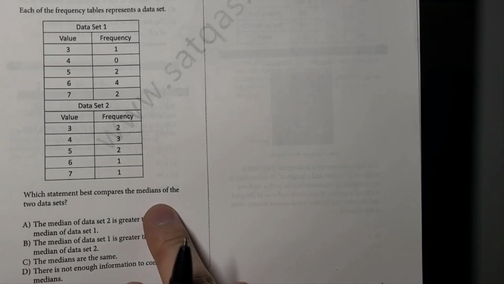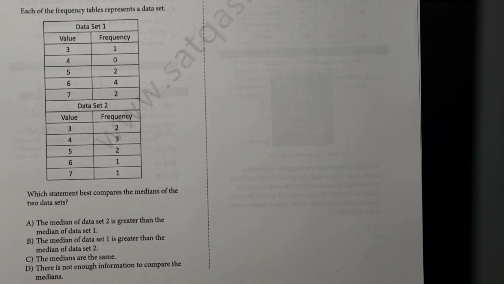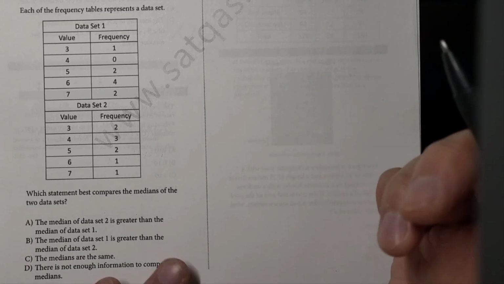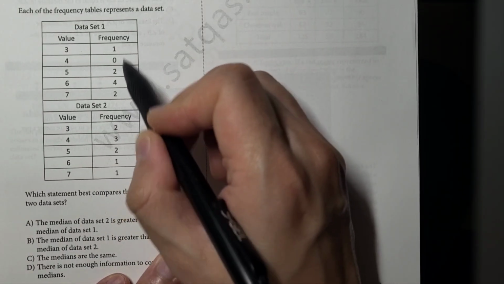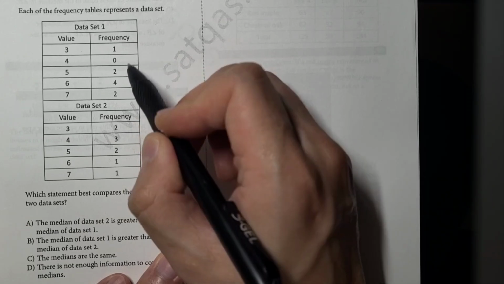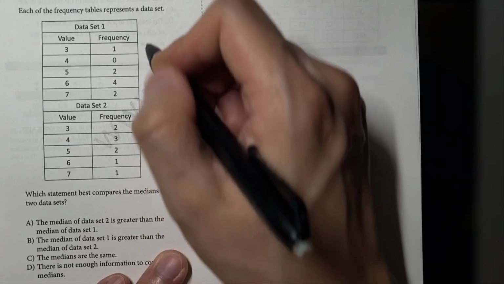Okay, each of the frequency tables represents a data set. Which statement best compares the medians of the two data sets? Median, again, is the middle number, so let's count. How many are there total? 4, 5, 6, 7, 9. So what's the fifth one? 1, 2, 3, 4, 5. So the median for this one is 6.